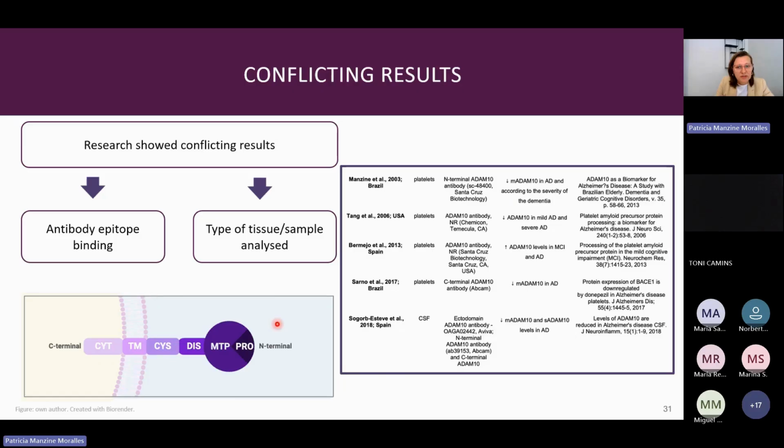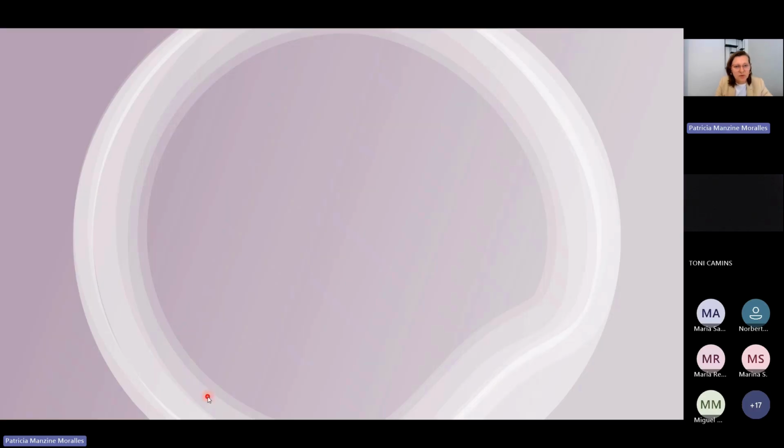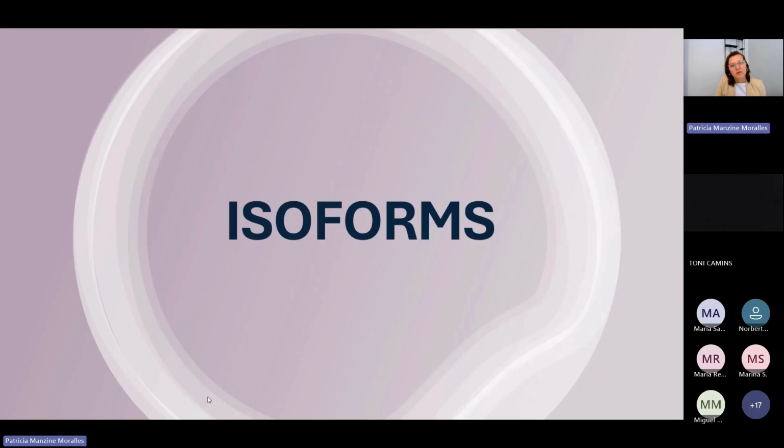These antibody issues led us to write a great review that was published last year and highlights the importance of correct antibody usage, which I will talk about later in this presentation. So one possible explanation for these conflicting results lies in the different isoforms of EDN10.